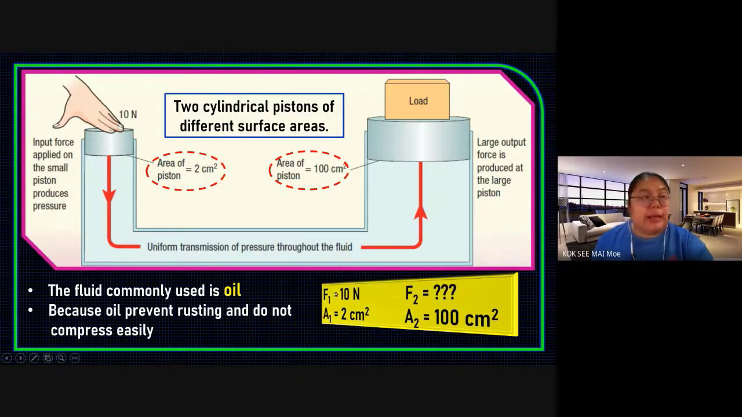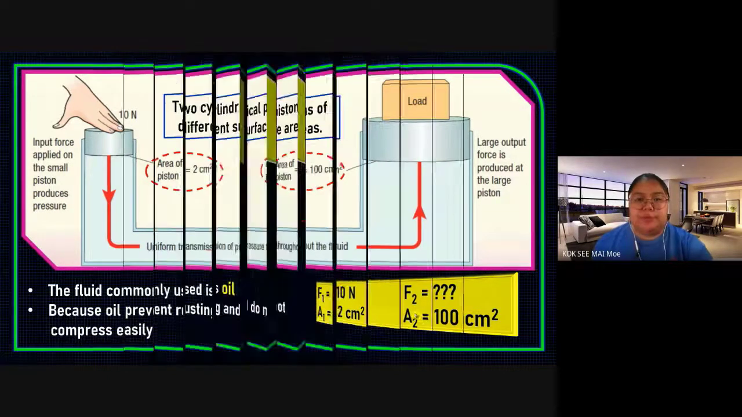So from here we get the information for this diagram. 10 Newton is F1, the force. A1 is the surface area of piston number 1. F2 is the output, the force for the load, which we do not know yet. But the piston area we know is 100. Okay, so now we continue to do the calculations.